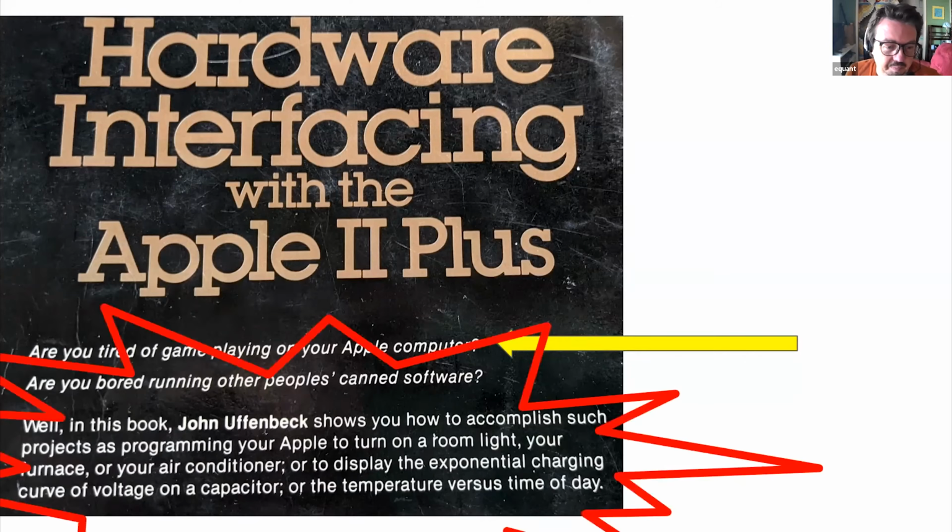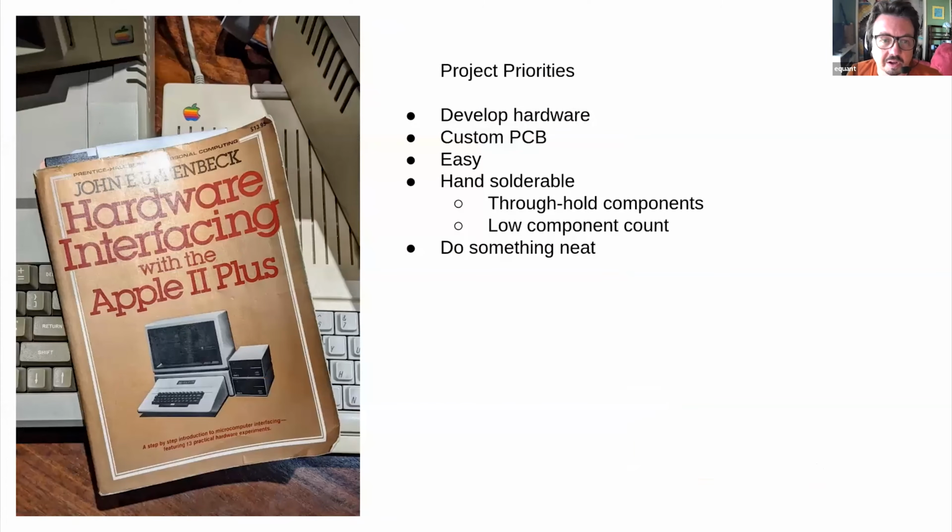Plus, this book promises to let you accomplish projects such as turning on a room light or your furnace or your air conditioner. And if that's not enough, you can display the exponential charging curve of voltage on a capacitor. And that's pretty exciting stuff. So I'd always wanted to do some sort of Apple II hardware project because of this.